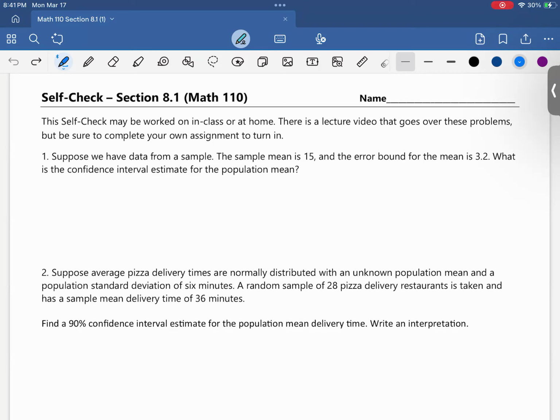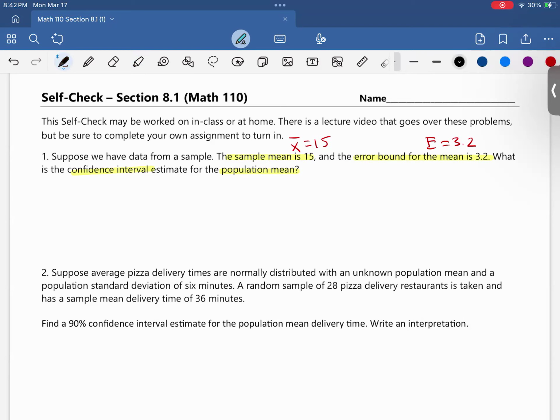So number one says, suppose we have data from a sample. The sample mean is 15. That means X bar equals 15. We also have that the error bound is 3.2. That means our error is 3.2. And so what we are being asked here is what is the confidence interval for the population mean? So let's go ahead and figure that out.